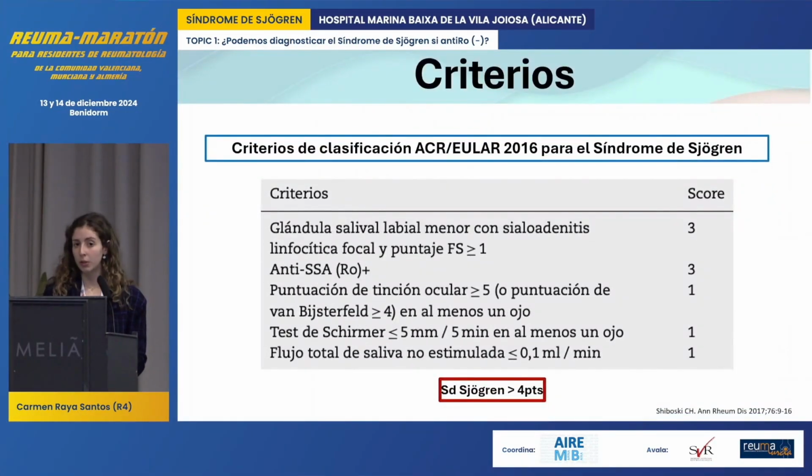Remember that anti-RO is also part of the ACR-EULAR criteria, which scores 3 points. But if we don't have that, we can evaluate using a biopsy, ocular staining, the Schirmer test, and salivary flow to try to reach the 4 points needed to help classify the patient.